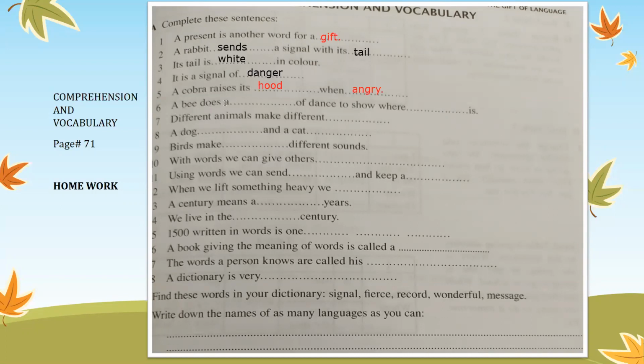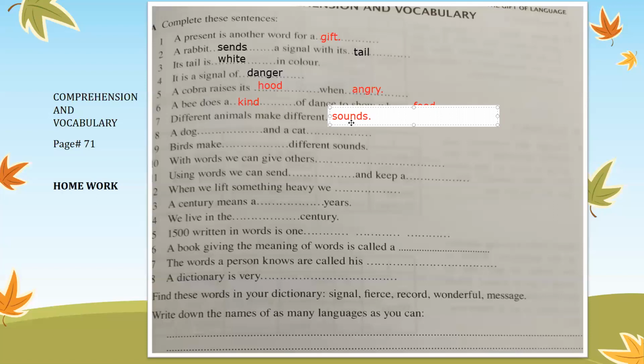Number six: a bee does a kind of dance to show where food is. Yes, where food is. And dear students, number seven: different animals make different sounds.